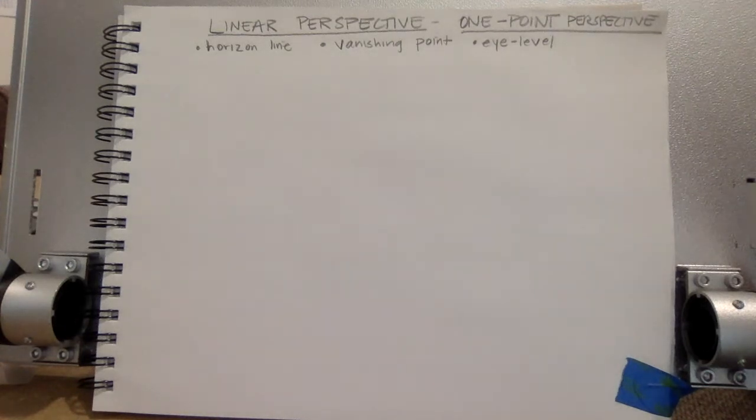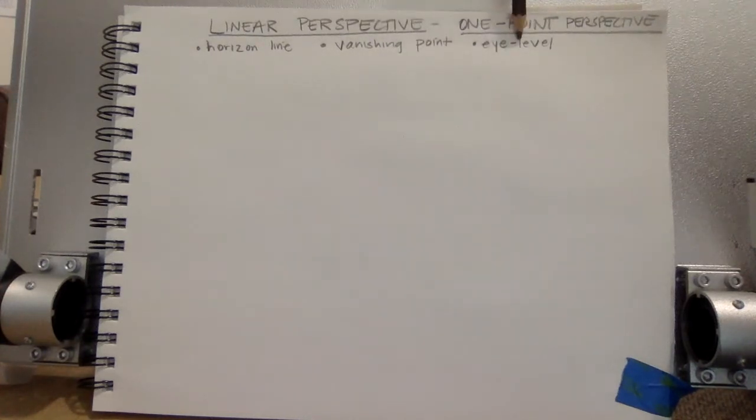So these are the three main ideas in linear perspective. You have the horizon line, the vanishing point, and the eye level.